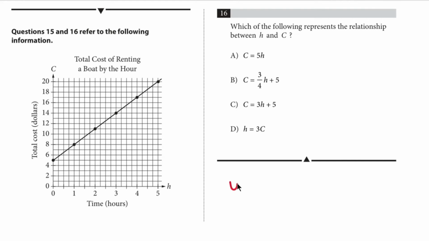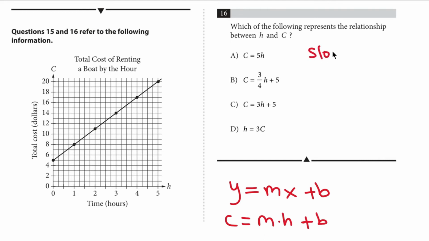Now, the general form of an equation of a line goes like this: y is equal to mx plus b. But here, instead of y, we have c, so c is equal to m, and instead of x, we have h, so m multiplied by h plus b, where m is going to be the slope. So let's find the slope first.